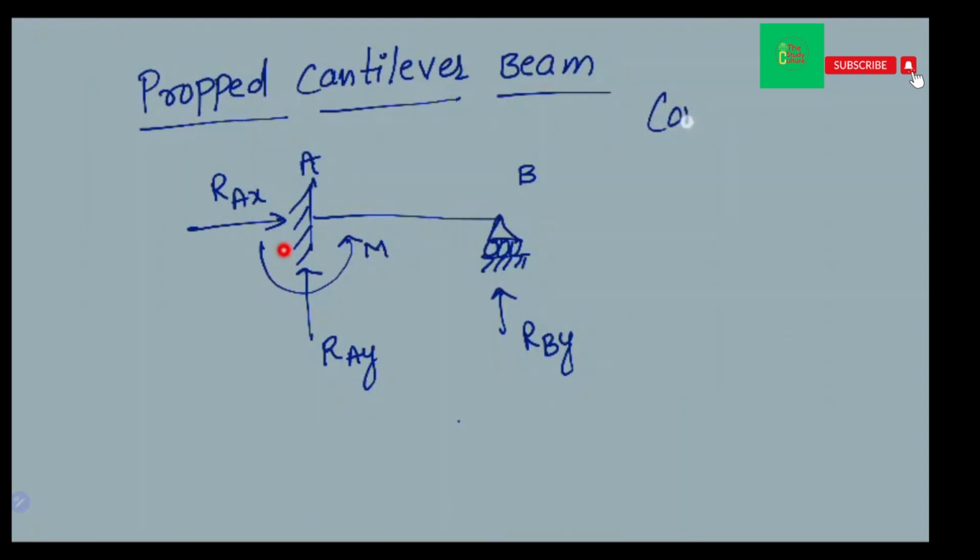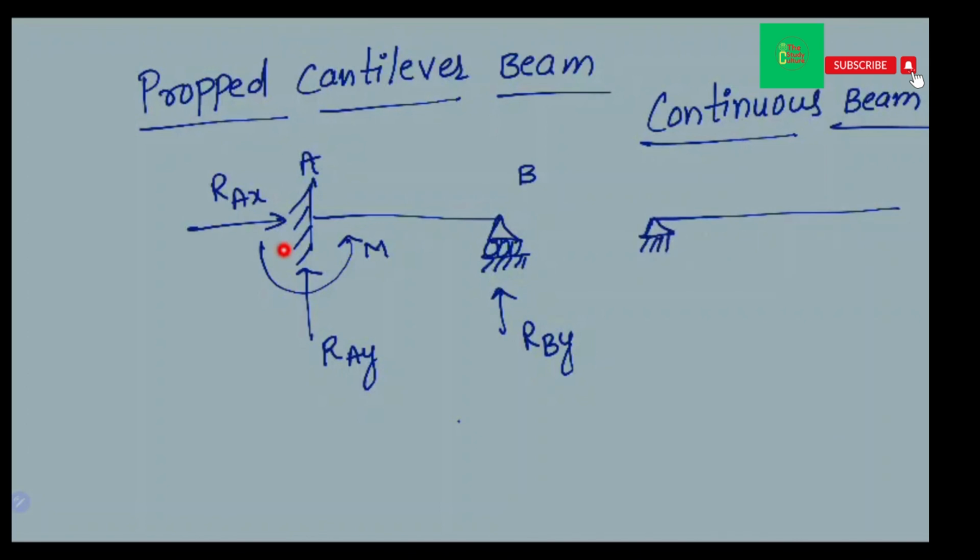Next, continuous beam. The name itself has a meaning. Continuous means the beam is continuously formed. It is called a continuous beam, like this. The continuous beam is the most used beam in buildings, whether residential or commercial. We use continuous beams and they also have very high strength.